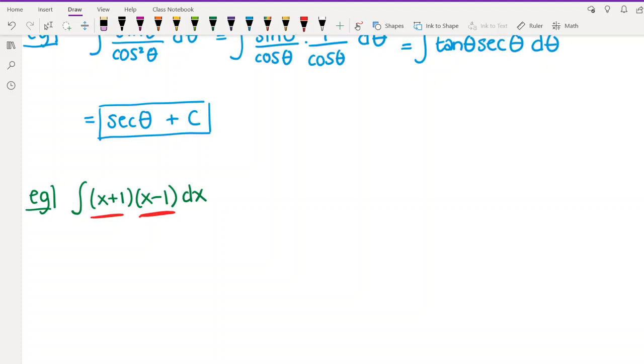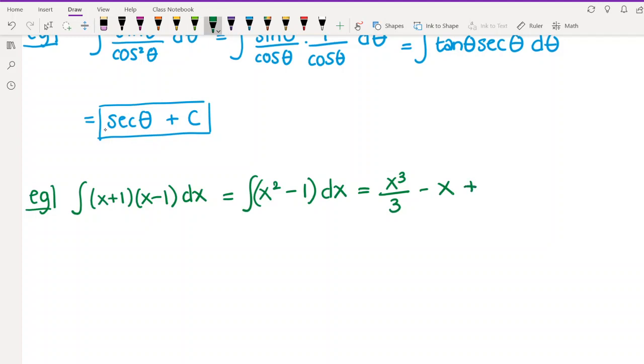But you don't even have to do that in this case because you can just multiply these two things together, right? You can multiply together x plus 1 times x minus 1, and you get x squared minus 1 dx. And so our antiderivative is going to be x cubed over 3 minus x plus c.